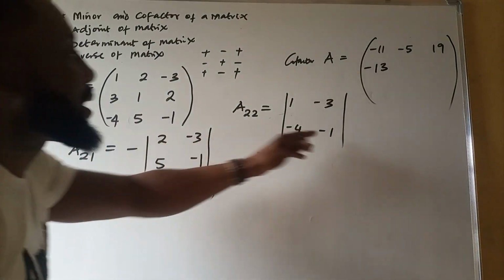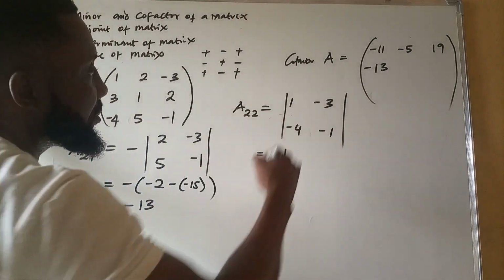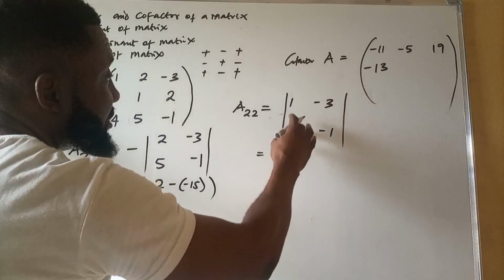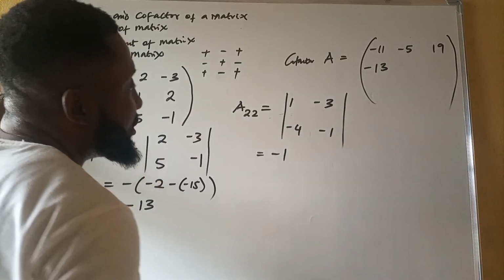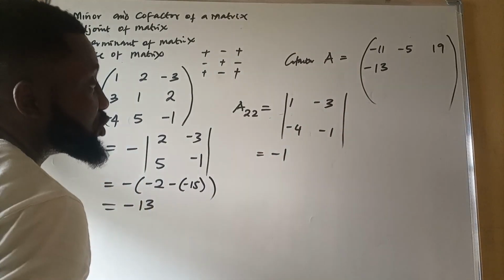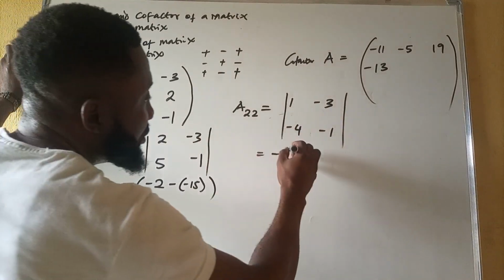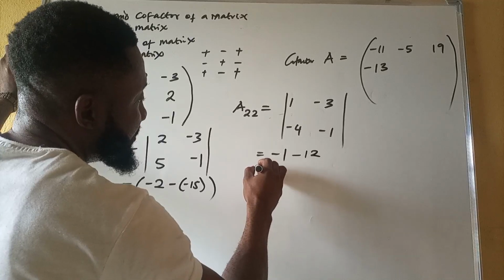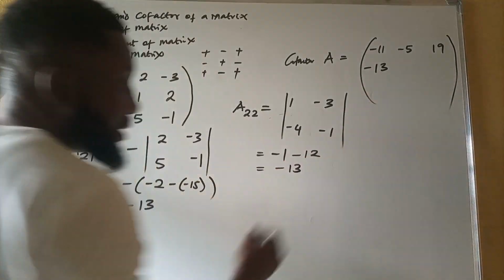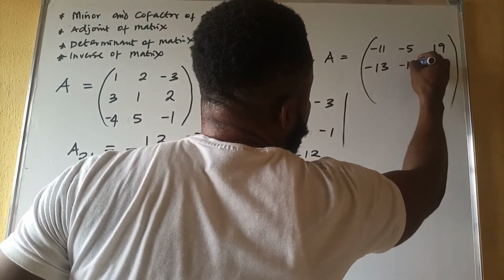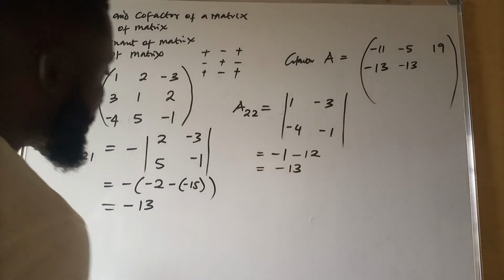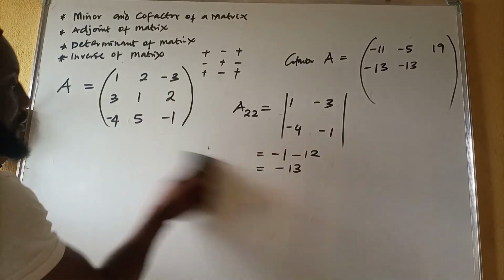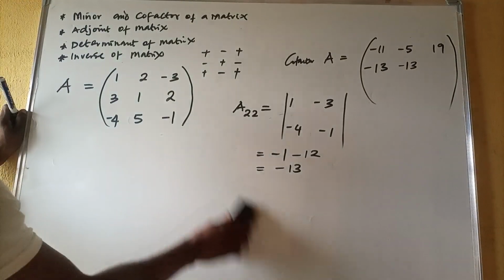So we continue our process. Minus 1 times 1, that will give me minus 1. And minus 3 times minus 4 will give me plus 12, because minus times minus is what? Plus. So it's going to give us plus 12. Since we are subtracting, it's going to be minus 1 minus 12. So that will give us minus 13. So the next one here is going to be minus 13. So we continue with the process. I'm going to clean this.